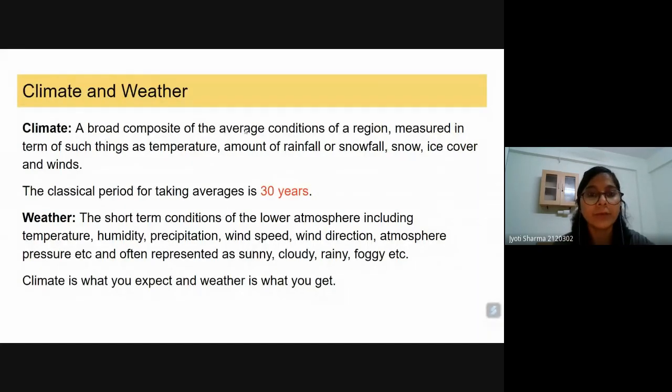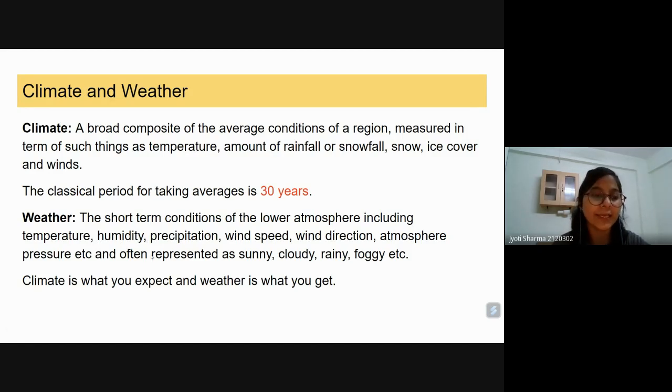So in the tropical, we are talking about the average condition of a region. Because we know about temperature, amount of rainfall, snow, we talk about the climate in these variables. And because we are taking the average conditions, there must be at least 30 years over which we are taking the average. So one question in the assignment is related to this 30 years: for how many years do we take the average condition of the region. Then we have the weather, the short-term conditions of the lower atmosphere, including temperature, humidity, precipitation, etc.